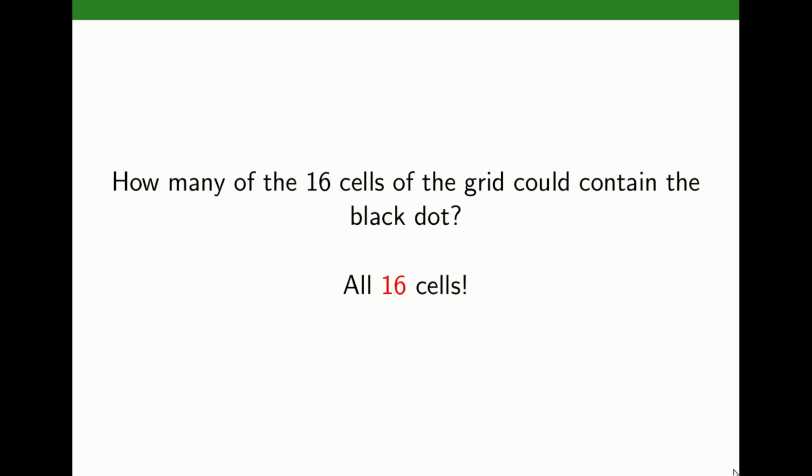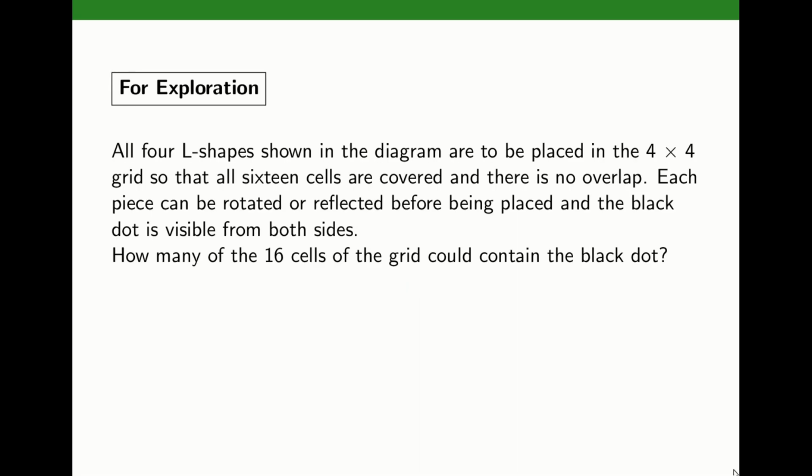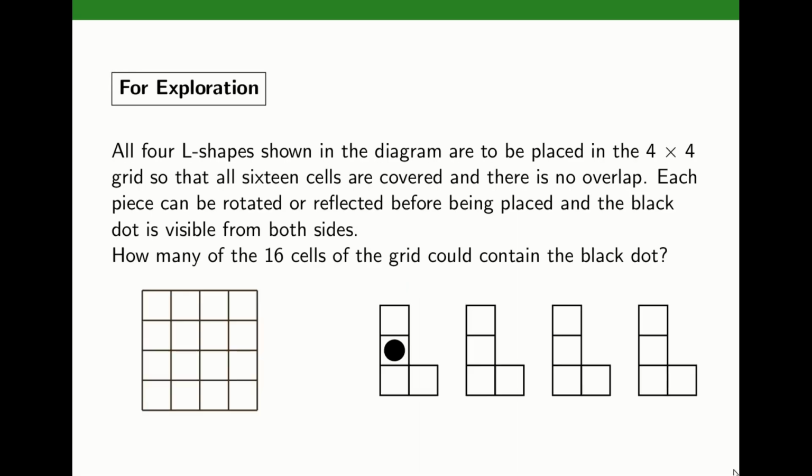So before we call it a day, this is the self-exploration problem that I have for you guys. It's the same grid that we have just been working on right now. And again, we have 4 L shapes. With a little twist, you can see that the black dot is placed a little differently in one of these L's. So the question remains the same. How many of the 16 cells of the grid could contain the black dot without any overlap? Do give it a try and share your answers with me.